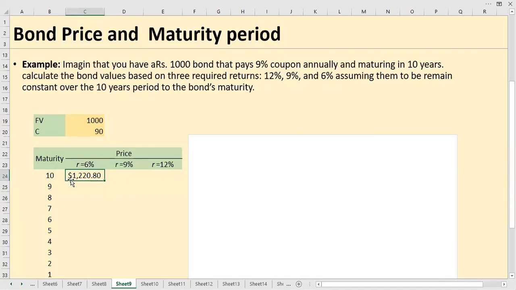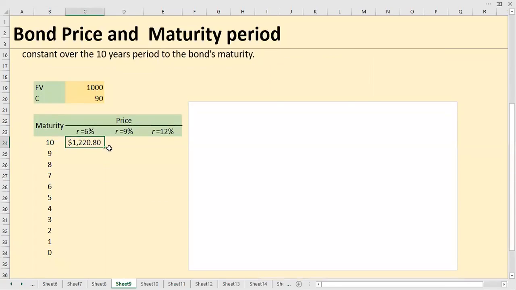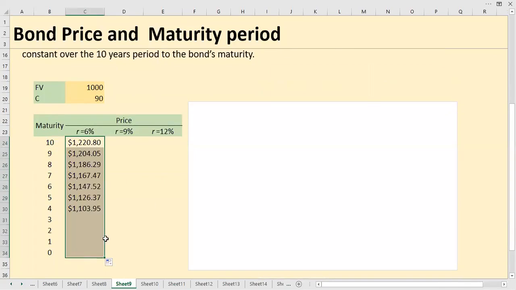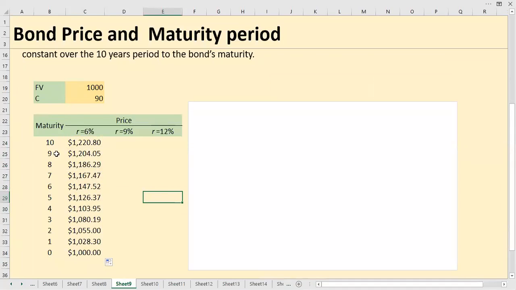The bond price is 1,220 rupees when there are 10 years to mature. So let me drag it down. Now when there are 9 years to mature, the value of the bond is 1,204. When there are 5 years to mature, the value of the bond is 1,126. When there is only 1 year to mature, the price of the bond is 1,028 rupees. When there is no period to mature, that means exactly at the end of the period.